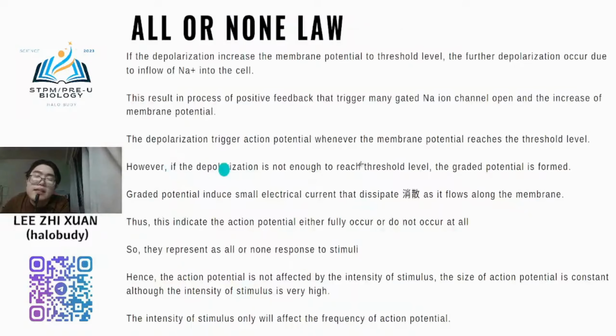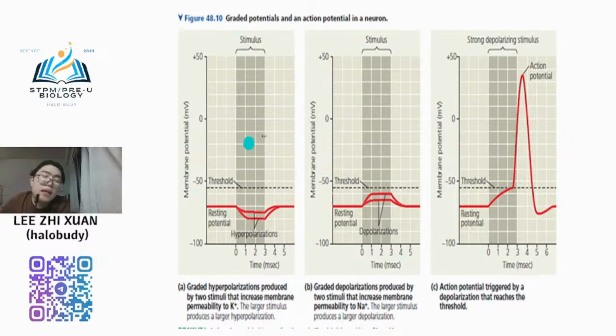Another characteristic is the all-or-none law. What does this mean? It is easier to explain with this diagram. The action potential is either triggered or not triggered. There is no such thing as half an action potential. No matter how high your stimulus is, when it makes the membrane potential reach the threshold level, it will directly trigger an action potential.